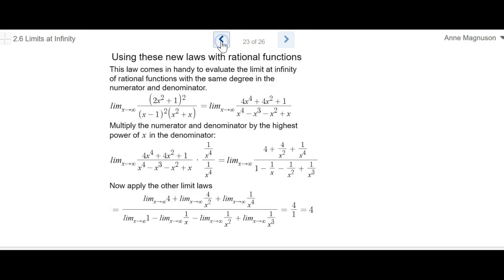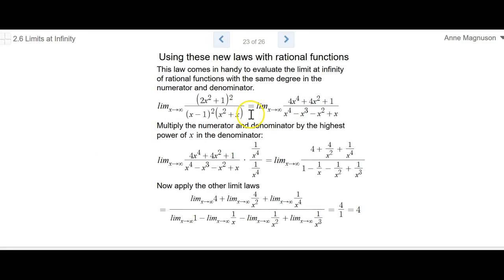So for instance, in this prior example, if I just started plugging in x values, as I said before, I'd end up with infinity over infinity or some combination thereof. And remember, infinity is not a number. That is what's called an indeterminate form. There's nothing more I can do with that.